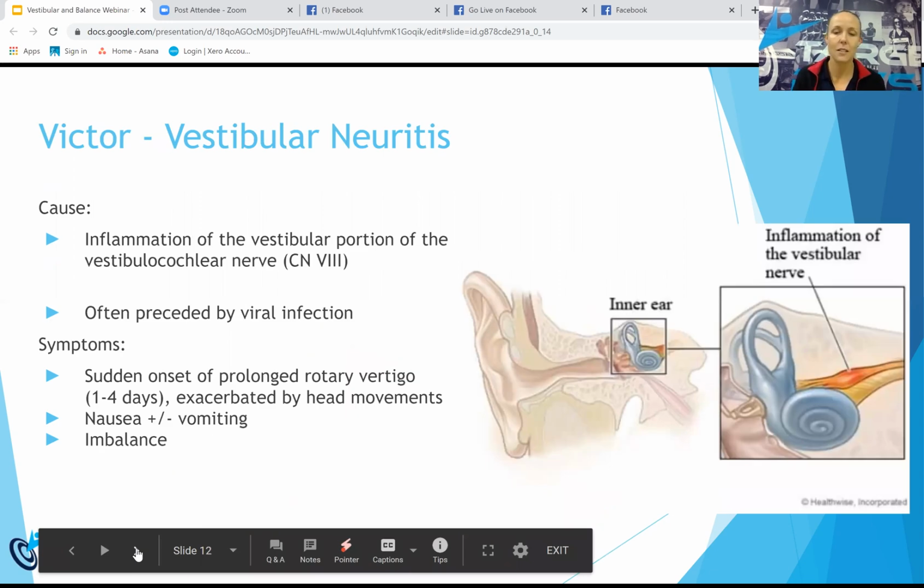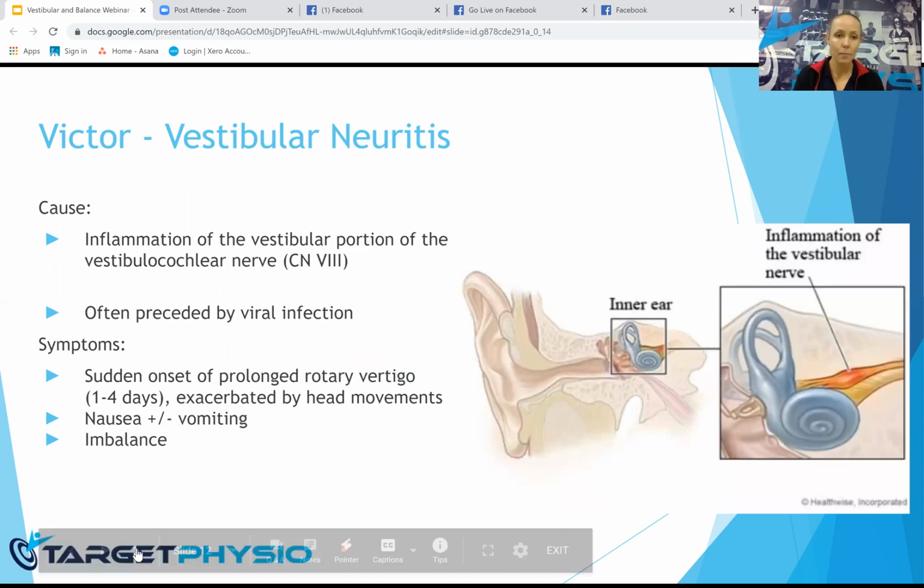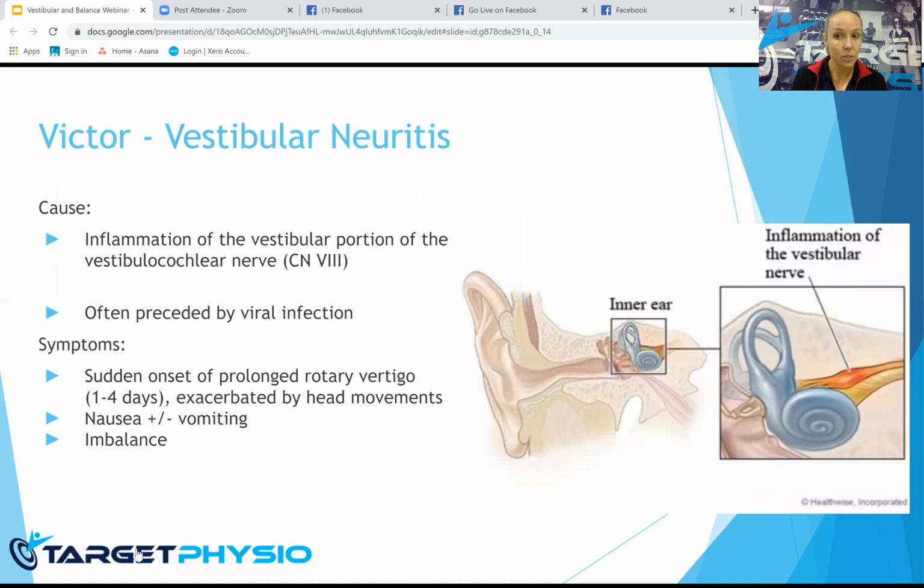Victor is my next person. He was the one that presented with acute onset of rotary vertigo, so world spinning, but instead of lasting for a small amount of time like the BPPV in the last one, he was having prolonged dizziness over 2 or 3 days. Often with this, people will present to the emergency department because they're not sure if they're having a stroke or anything more sinister.